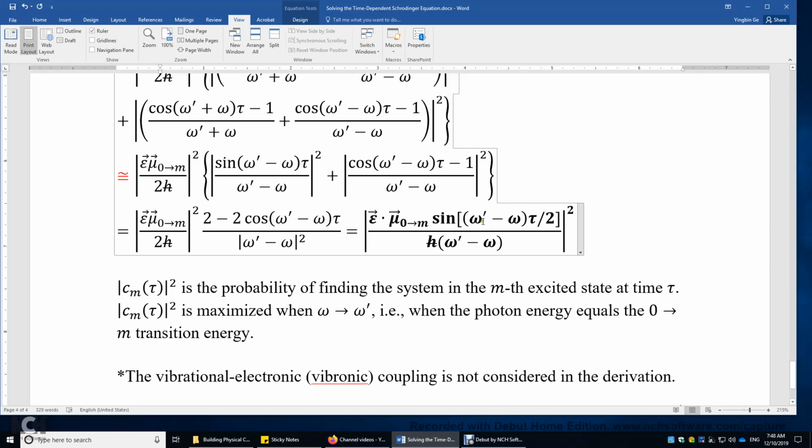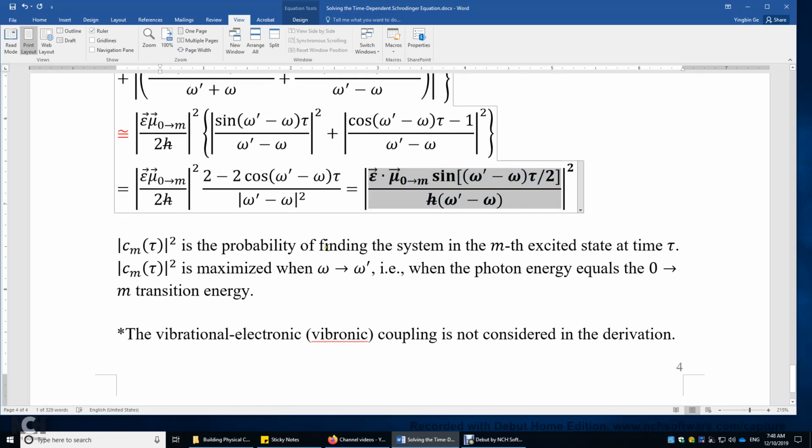So in the end, we can put everything inside these 2 vertical bars. That means the absolute value of this whole thing squared. And there's a very clear physical meaning of this. It's simple. This is the transition probability of finding the system in the mth excited state. And it's proportional to the electric field squared. It's proportional to the transition dipole moment squared. And if the transition dipole moment is 0, the transition is forbidden. If this is non-zero, the transition is allowed.